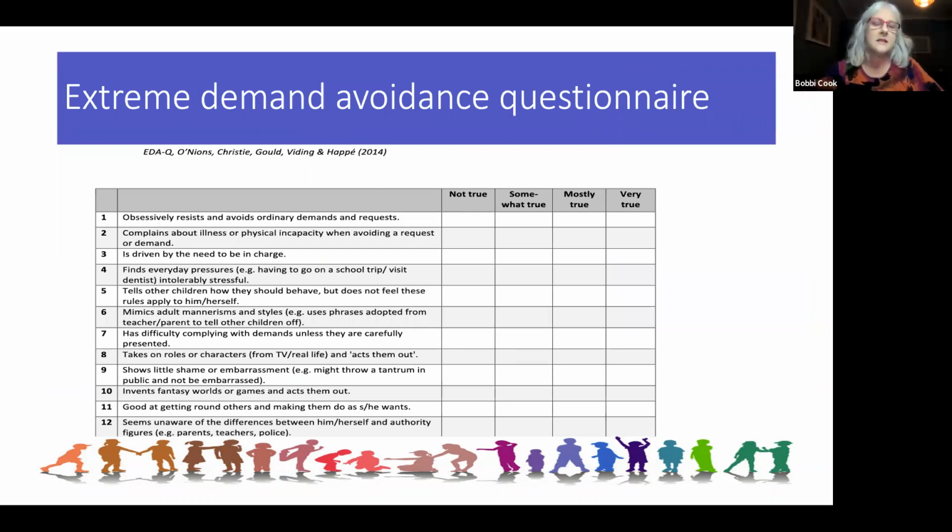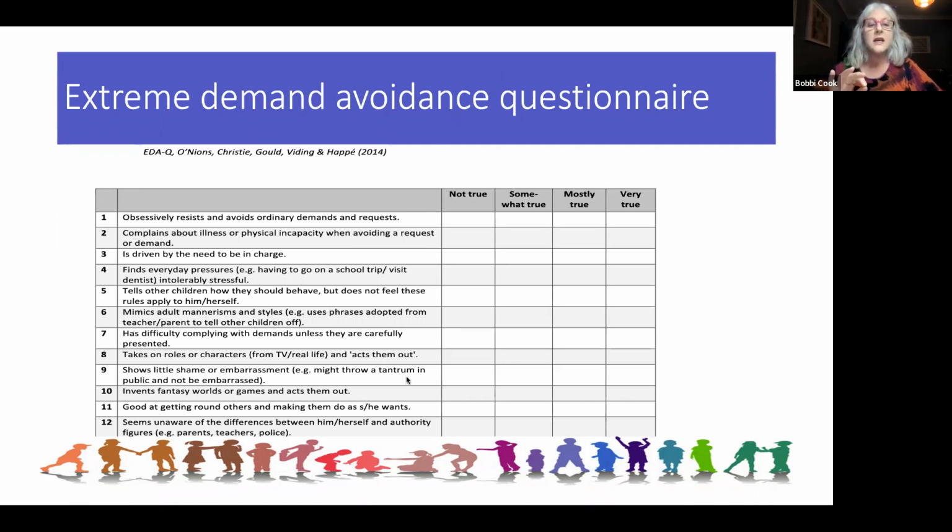Obsessively resists and avoids ordinary demands and requests. Complains about illness or physical incapacity when avoiding a request. Is driven by the need to be in charge. Finds everyday pressures like having to go on a school trip, visit the dentist, go to the toilet, eat something different, eat in a different place, overwhelming. Quite often will tell other children how they should behave, but doesn't feel that these rules apply to them. Mimics adult mannerisms and styles. Will use a parental or teacher tone to tell other children off. Has difficulty complying with demands unless they're carefully presented. Takes on roles or characters from TV or real life and acts them out.